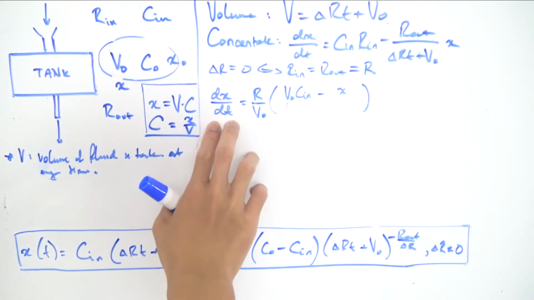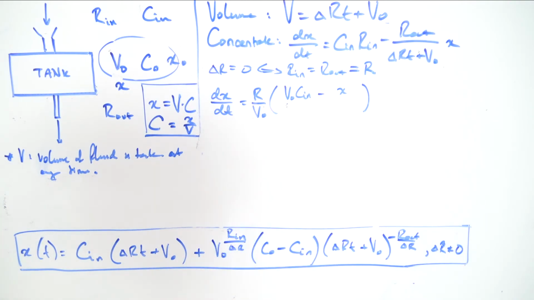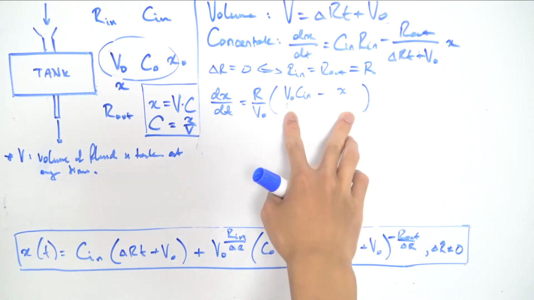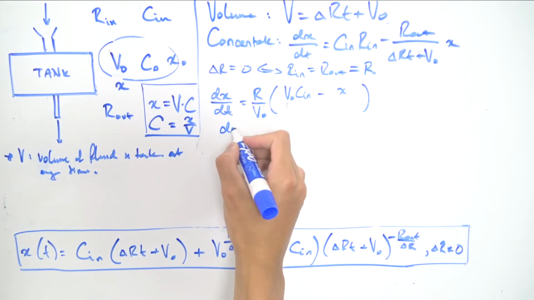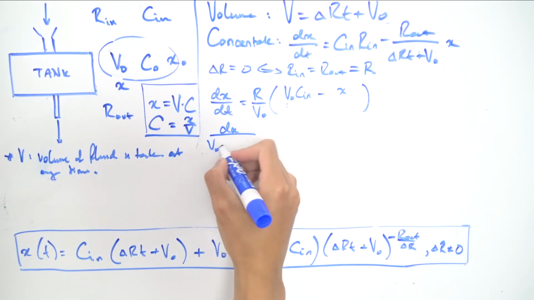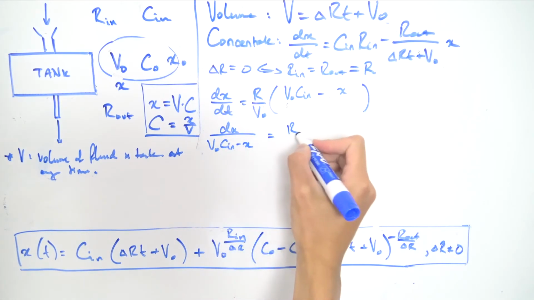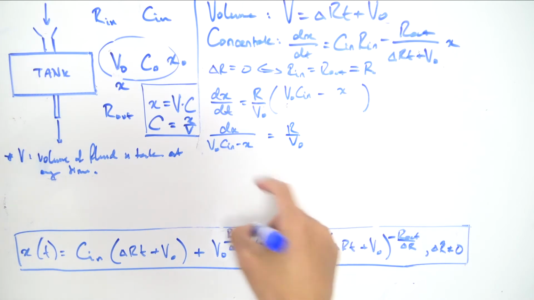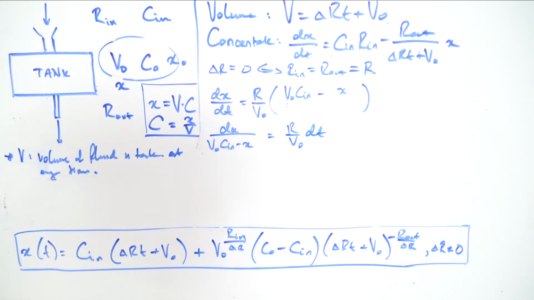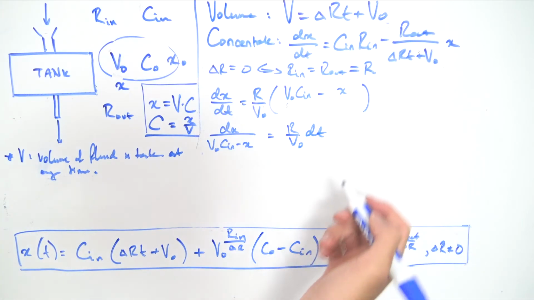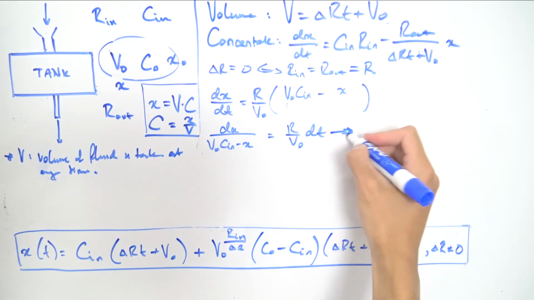Okay, and notice we have dx dt as being some function of x. We can use something like separation of variables if we want to. Let's bring this factor onto the other side, and we're going to get dx divided by v0 times cn minus x is equal to r divided by v0, and then we can bring the dt over, like so. And now it's just a matter of integrating both sides, and that's pretty easy to do. On the left-hand side, if we integrate this, we're going to get the natural log function.